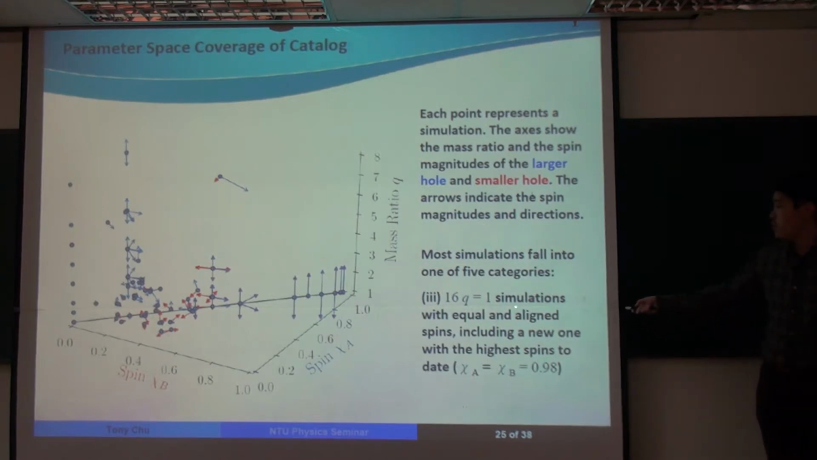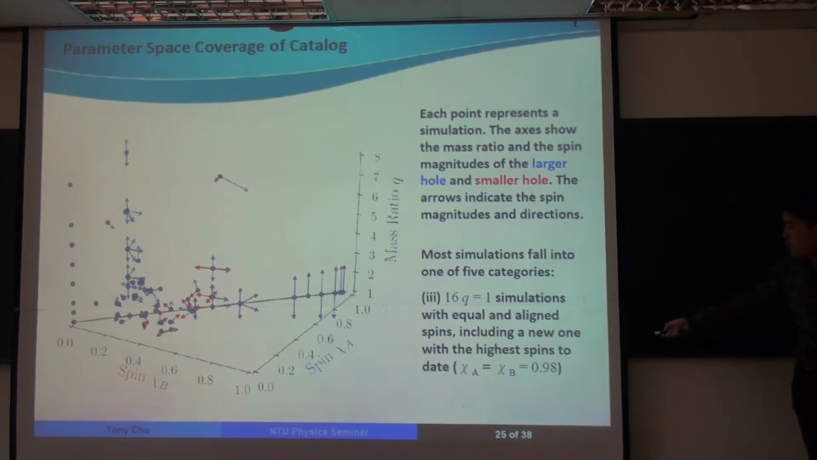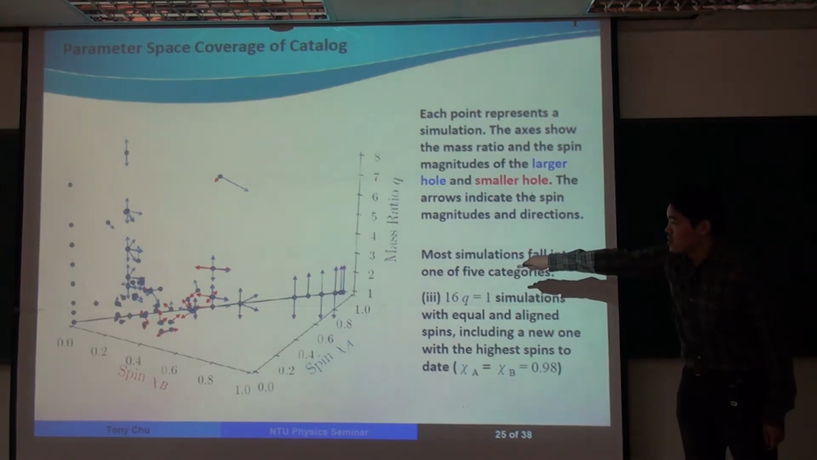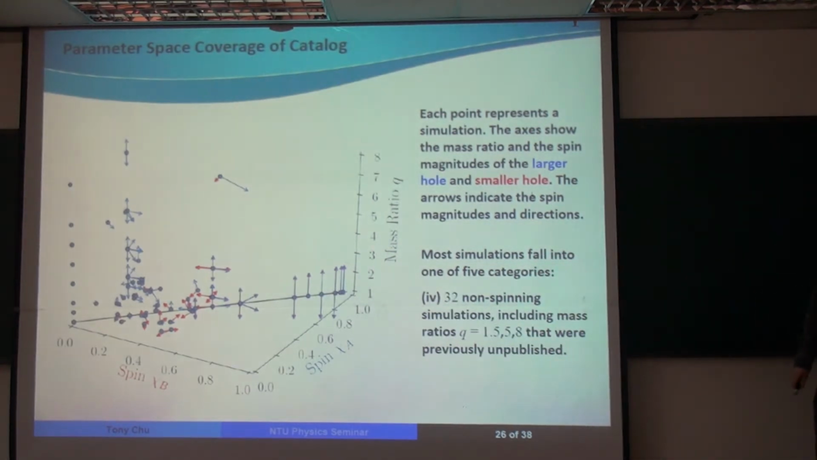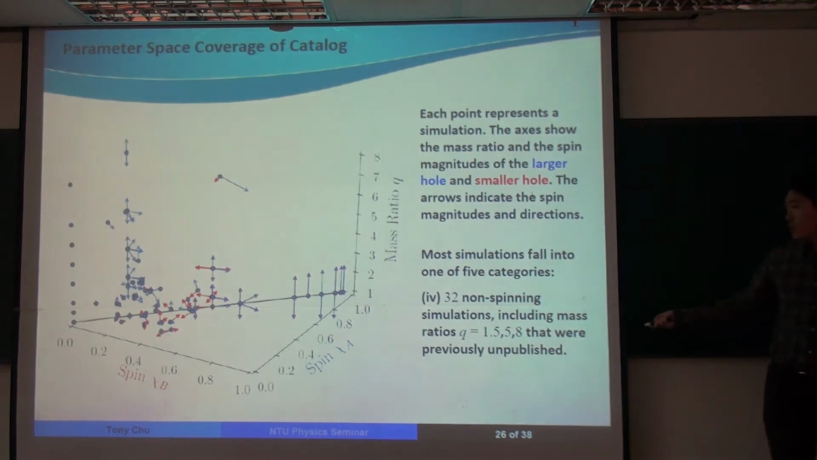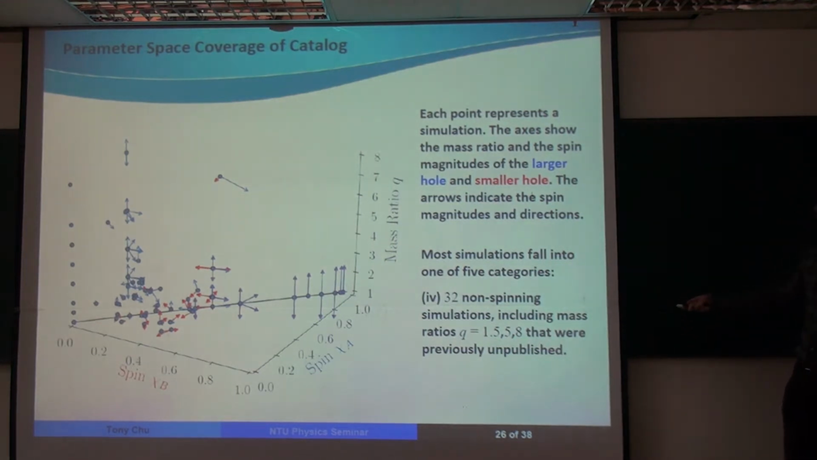And then we have mass ratio 1 simulations with equal and aligned spins, including a new one that has the highest spin to date. It's 0.98 now, the current record, and these simulations fall along this diagonal line. And we also included some non-spinning simulations that have various mass ratios. These are just along these lines. These are some easy ones.